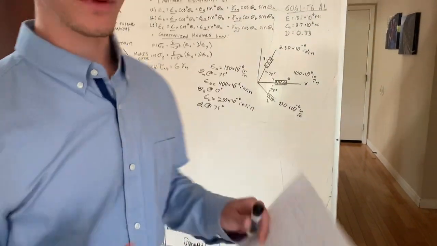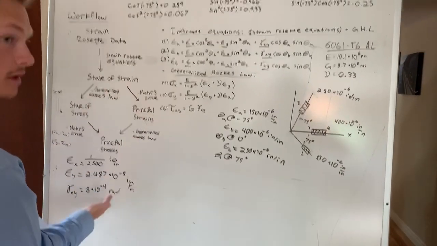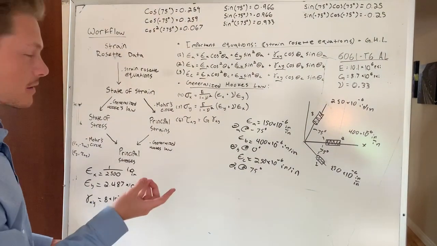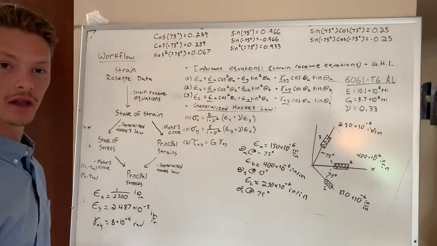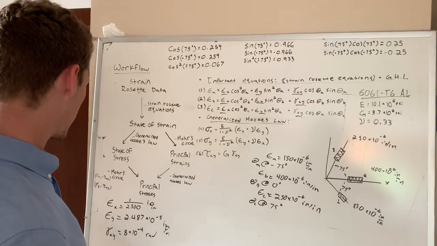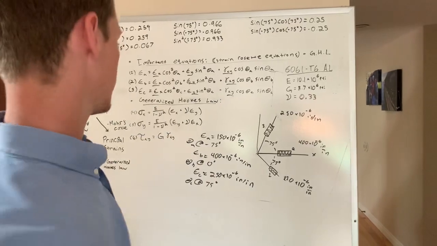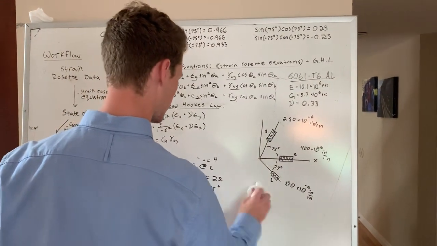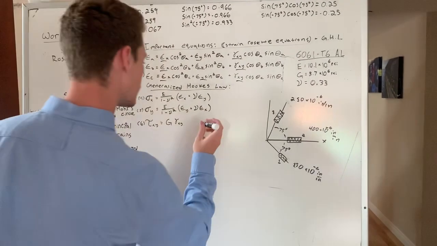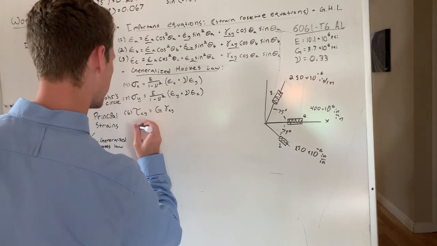All right. Now, if we look back at our workflow, we use the rosette strain equations. We have a state of strain. Our known state of strain is shown right here. And we have our two options like I talked about earlier. Now we're going to use generalized Hooke's law, which I put the equations right up here. Equation number 4, 5, and 6. Actually, let's erase a little more. All right. This one's on equation number 4. We're using equation number 4 here.